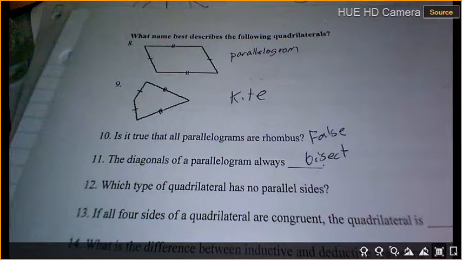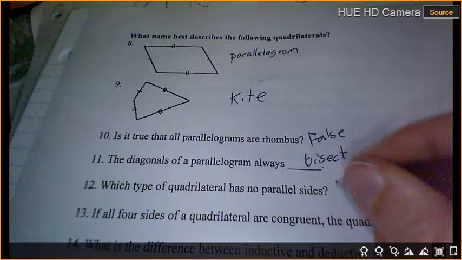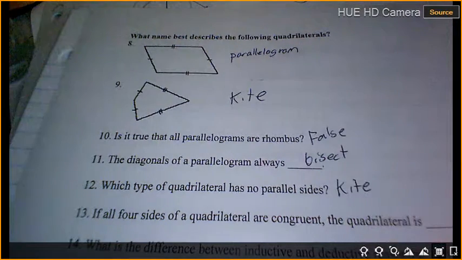Which type of quadrilateral has no parallel sides? We just discussed this one. What are they? Kite. Trapezoids do have one set of parallel sides.